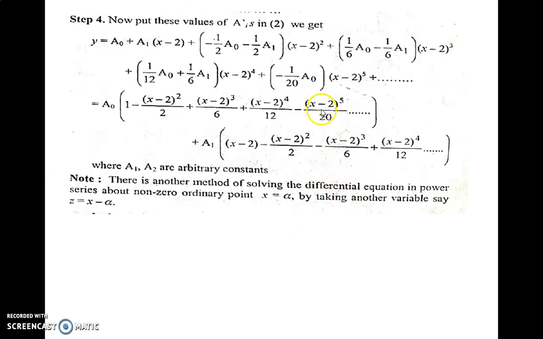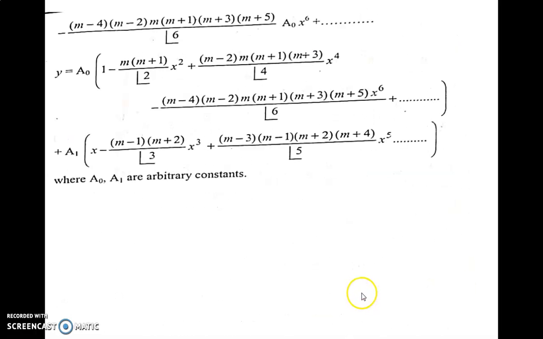As you see, you have found the values up to 5 powers only. So you don't have to do the nth term. If you can do it, it is good. But if you can't do it, you can find the 5 or 6 values and you can write the solution. So this is the solution, where a0 and a1 are arbitrary constants. Okay students, this is the method.